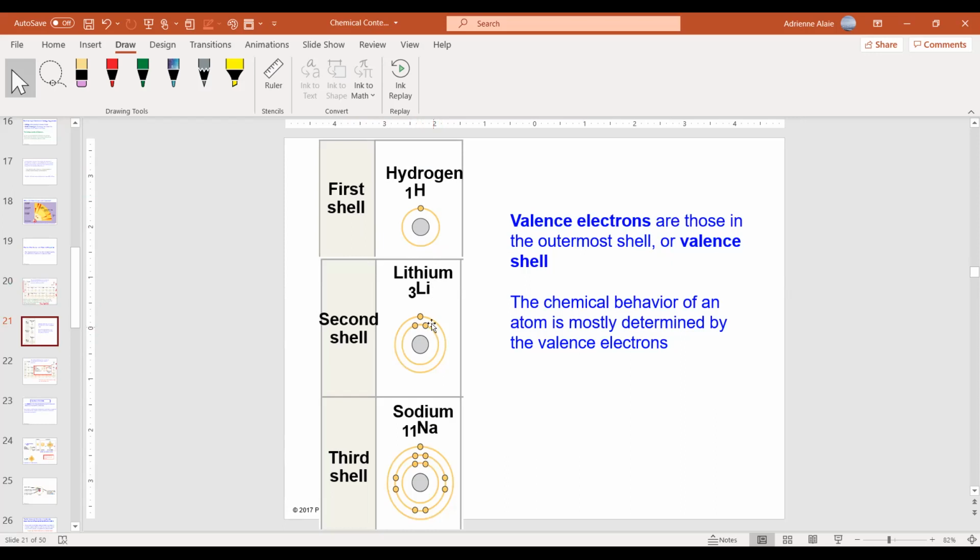The first two electrons go into the first shell, then that shell is filled with two. So its third electron goes into the second shell, like you see here. So it has one electron in its valence shell as well. Let me circle that so we can see that. So that's here.